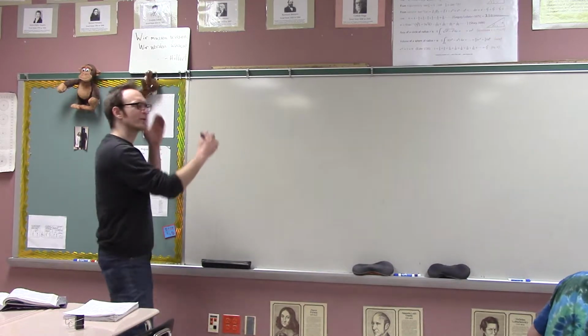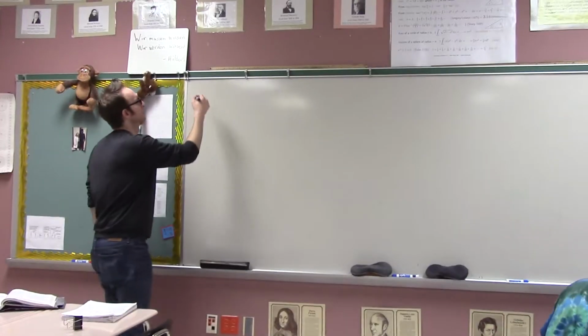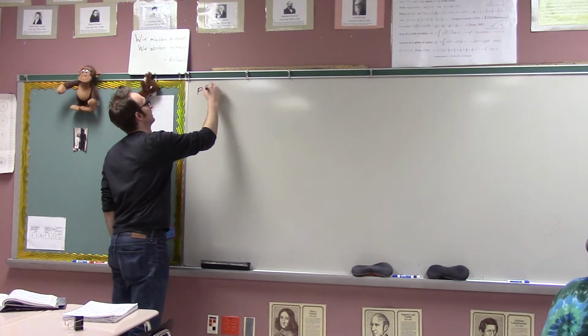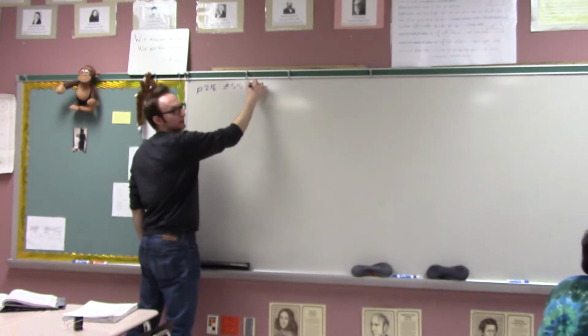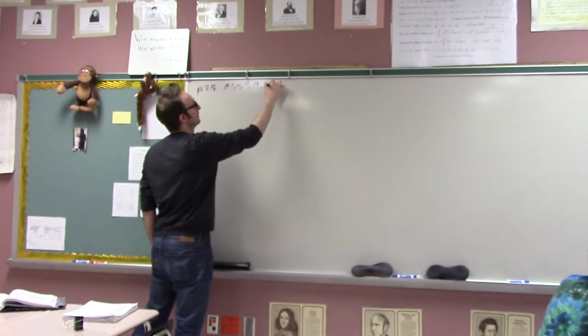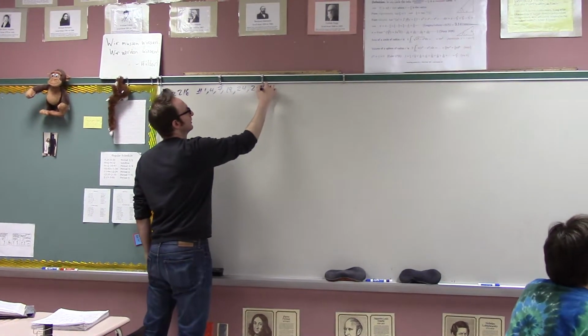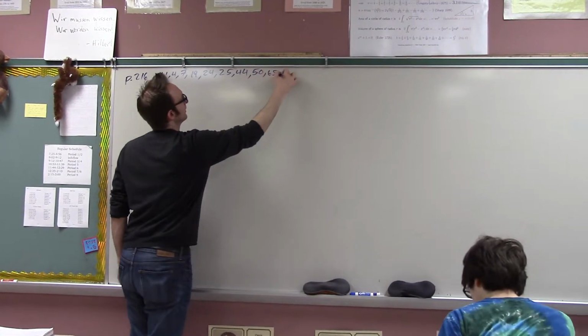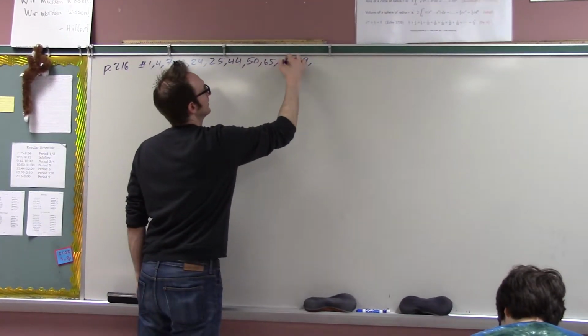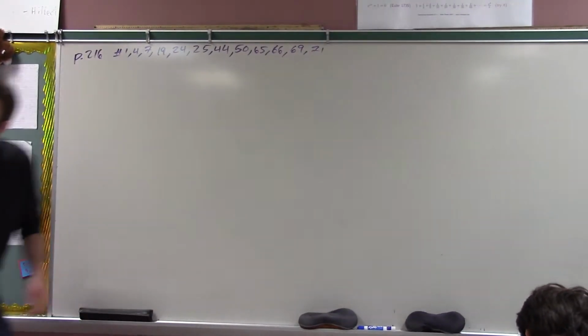So what was the homework? Page 216. Number 1, 4, 7, 19, 24, 25, 44, 50, 65, 66, 69, 71. Okay. Awesome.